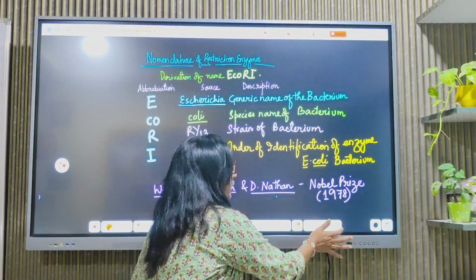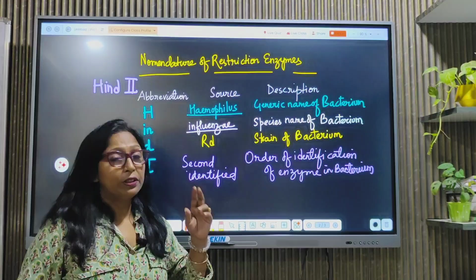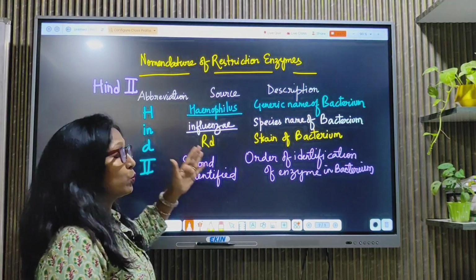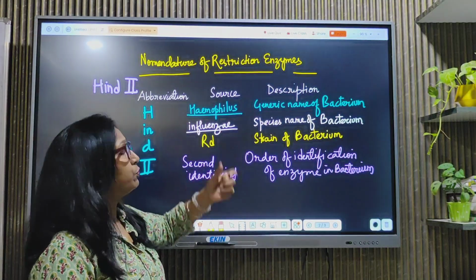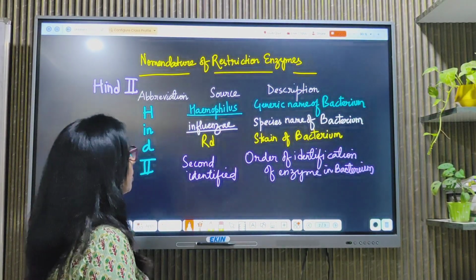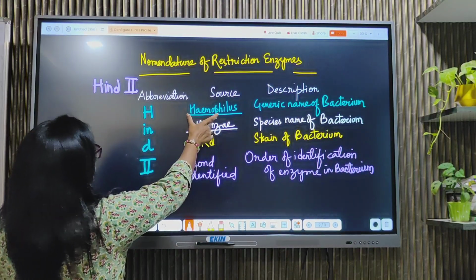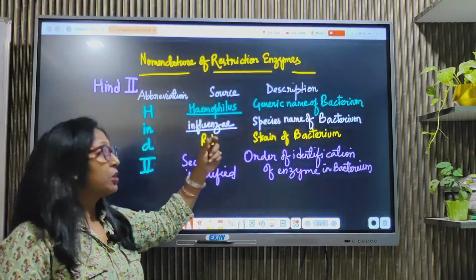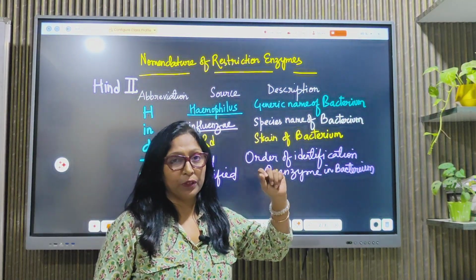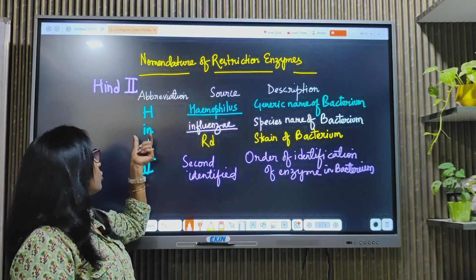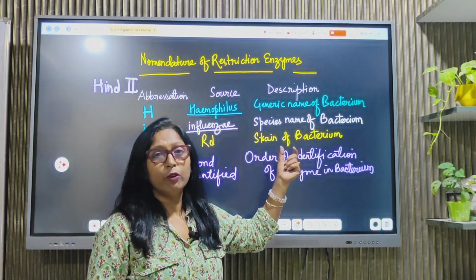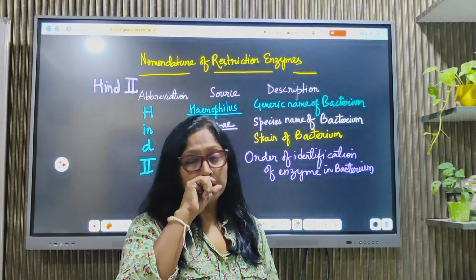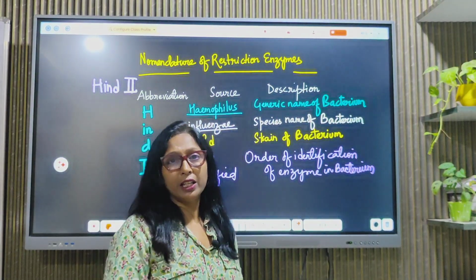Now we pass on to the next, the first isolated restriction endonuclease, which is HindII. And here, when we go for the nomenclature of HindII, it comes up as Haemophilus, the first alphabet, the first term written in capitals, picked up from the generic name of the bacterium. Again followed by the first two letters of the species name, influenzae, the first two letters taken, and remember again, the first three letters are written in italics.